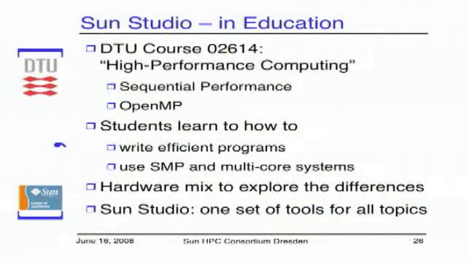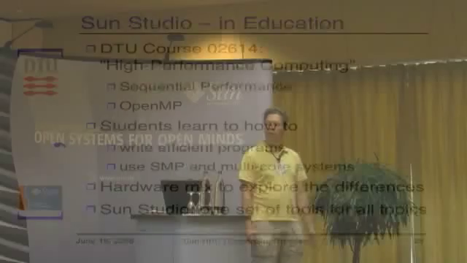At DTU, we started a course some 4 or 5 years ago. First it was called scientific computing, now we call it high performance computing. And it's all about tuning your application and also how to make use of multi-core and SMP machines. So it's sequential performance and OpenMP. Those are the 2 big topics in this course, and the students should learn to write efficient sequential code, but also to put it into parallel versions. And we also have the necessary hardware mix at DTU, so the students can get some hands-on experience on different machines. And Sun Studio for me is a very important tool when I'm teaching those topics.